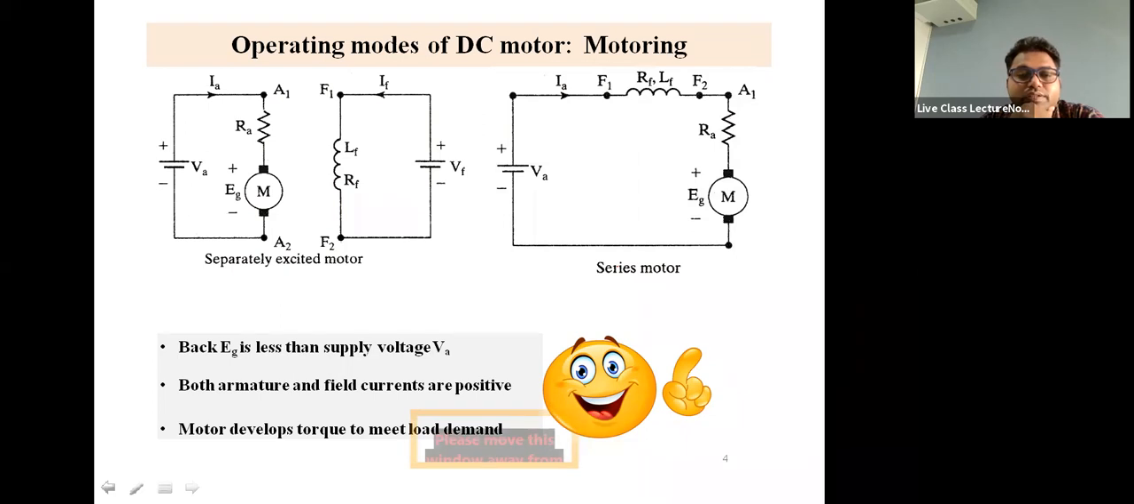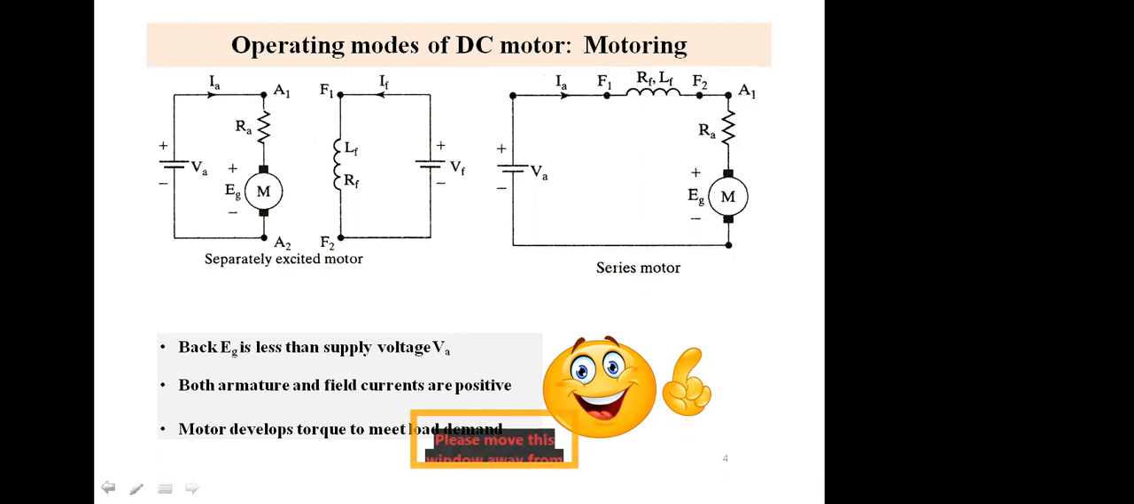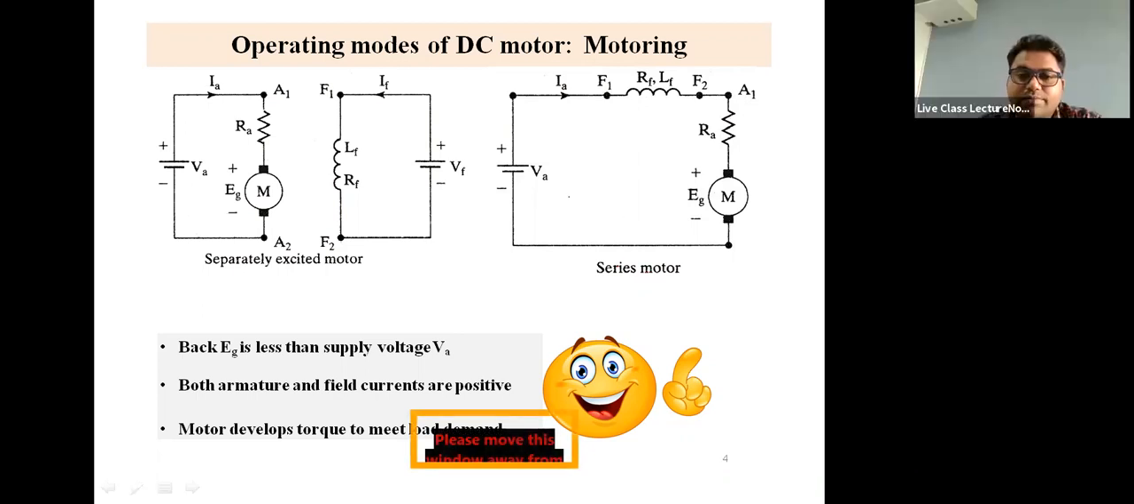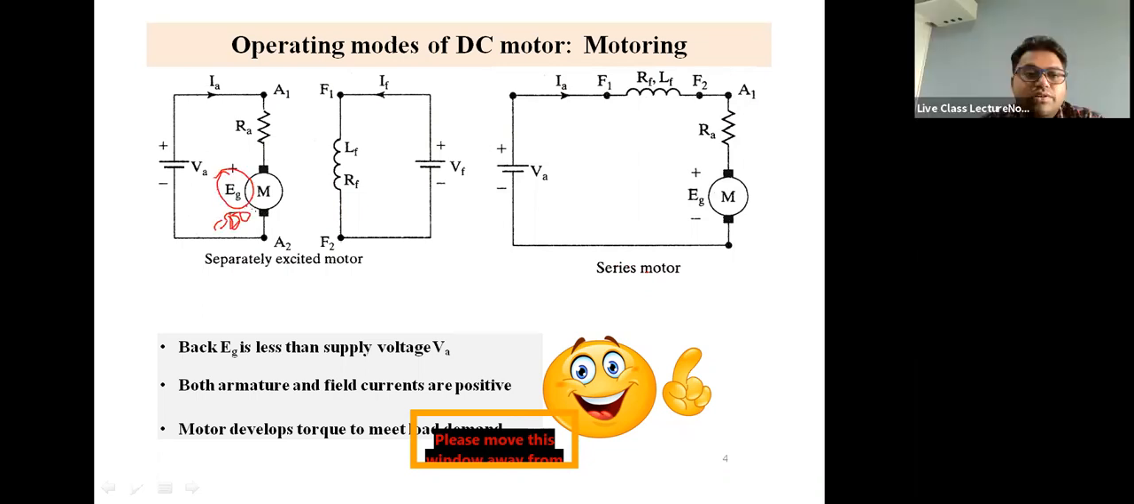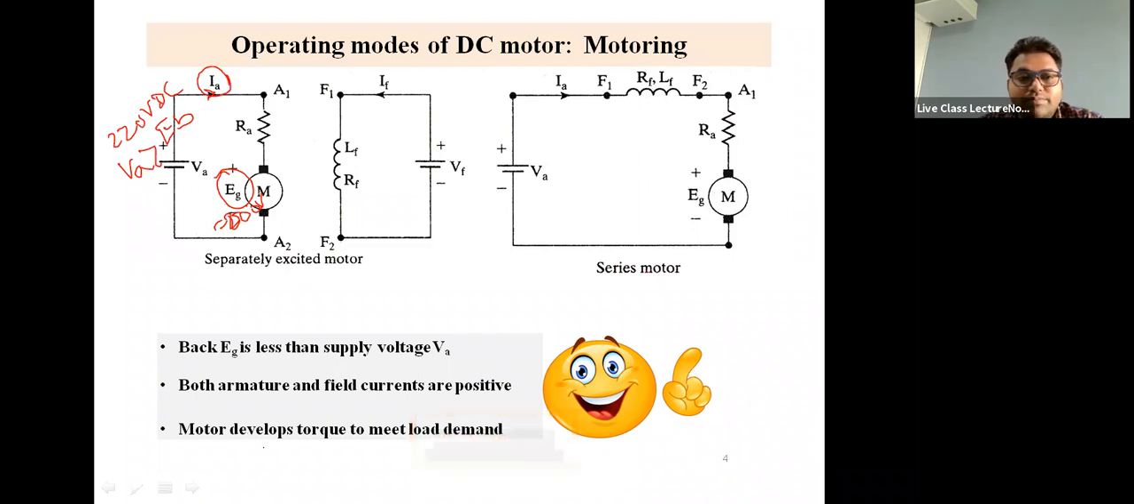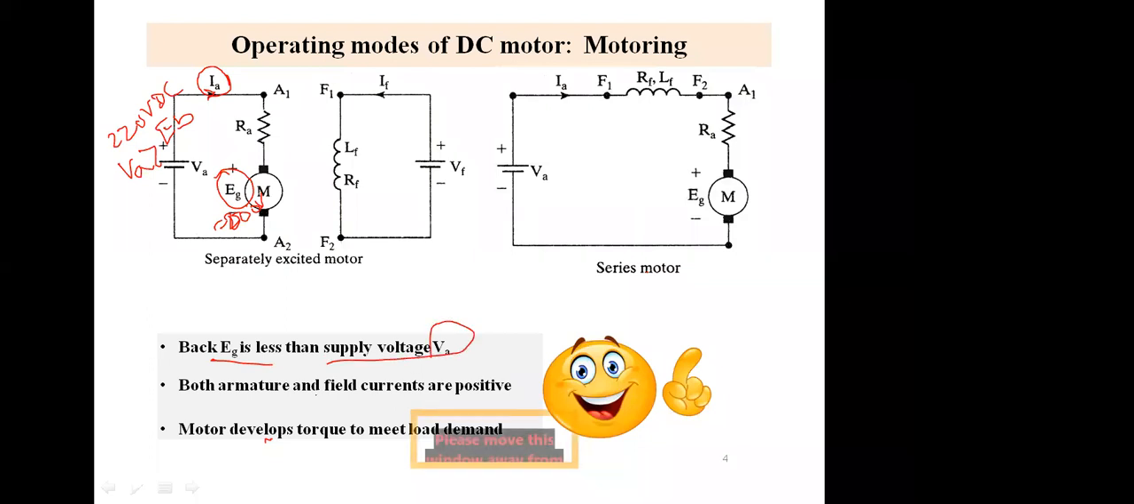Motoring means what? The current has to flow into the motor, right? Now for this to happen, what is the minimum condition? Say this is the EB, back EMF, which must be less than the supply voltage. Say this is 200 volts. So this is 220 volts DC. So this VA should be greater than EB. At least then only the motor will accept power, will accept the current, right? So this is the minimum condition for the motoring mode to operate.